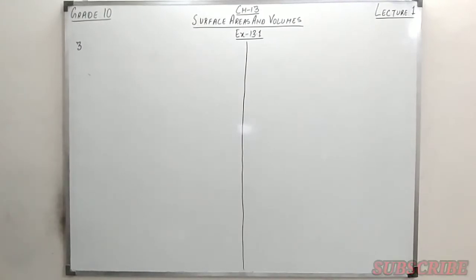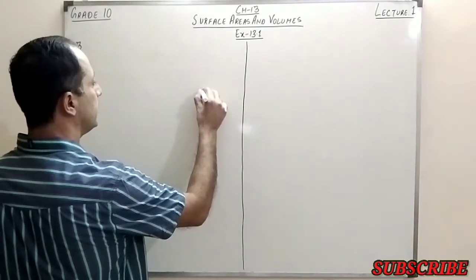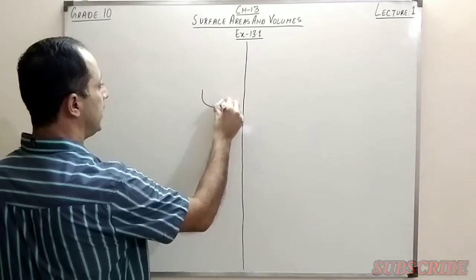In question number 3, it is given a toy in the form of a cone of radius 3.5 centimeter mounted on a hemisphere of the same radius. Now what we have here, let's draw the diagram first. So there is a hemisphere.